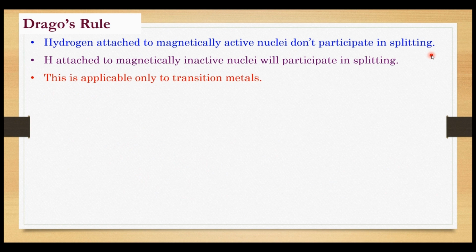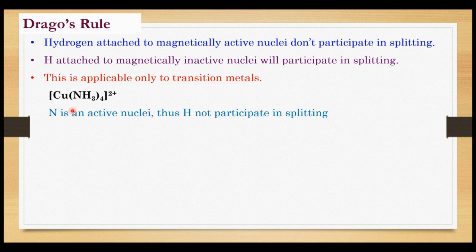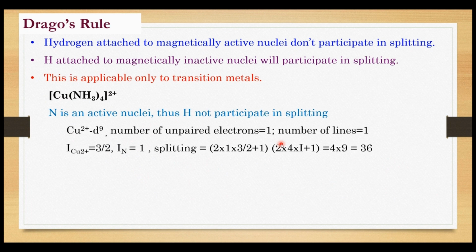If a magnetically active nuclei is present, the hydrogen attached to it will not participate in splitting. If an inactive nuclei is present, hydrogen attached to that inactive nuclei will cause splitting. This is Drago's rule, and it is applicable only to transition metals. Now we can consider the same example. Here nitrogen is an active nuclei, thus hydrogen does not participate in splitting. So only copper and nitrogen cause the splitting, and the number of lines is 36.